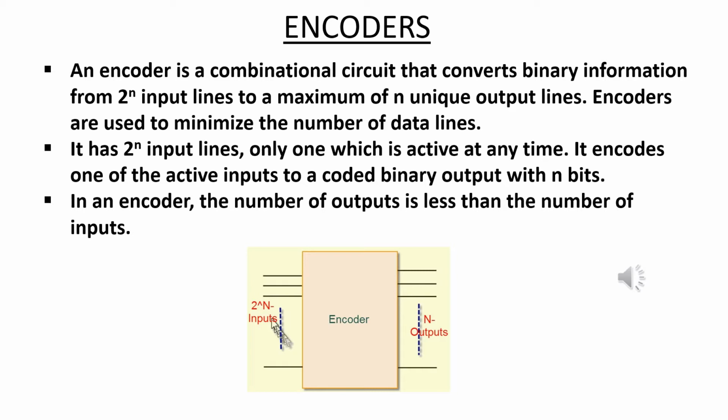The block diagram of the encoder is shown here. So you can see on the input side we have 2 power n inputs, and on the output side we are going to obtain only n outputs. So for example, if I give the input as 2 power 3, then I will get only 3 outputs through the encoder.